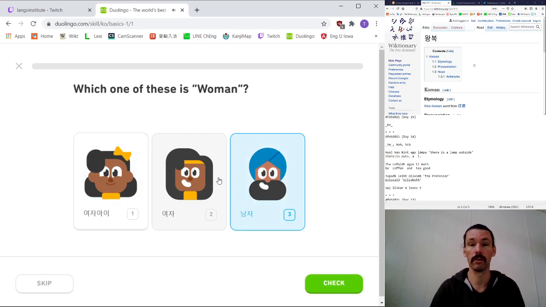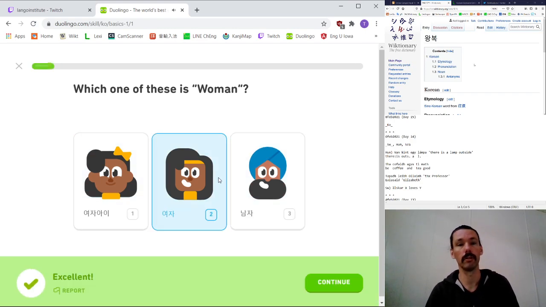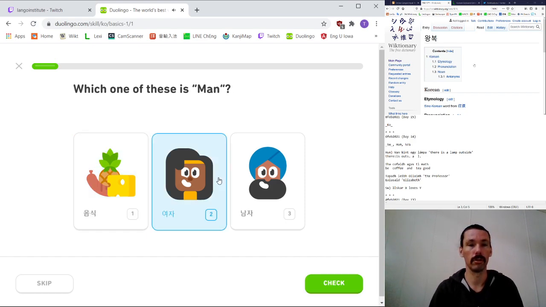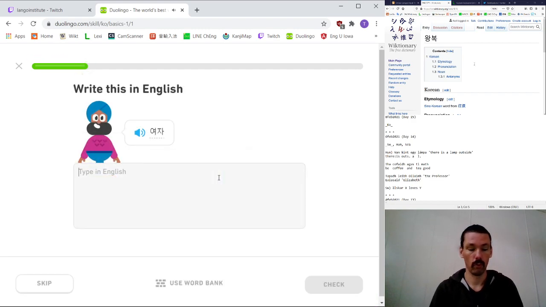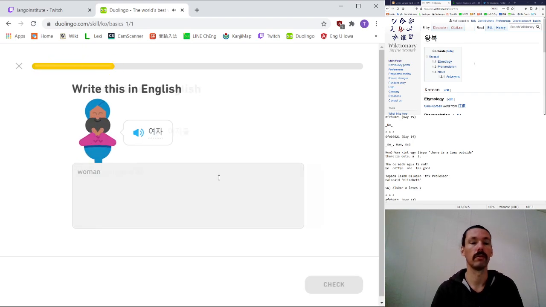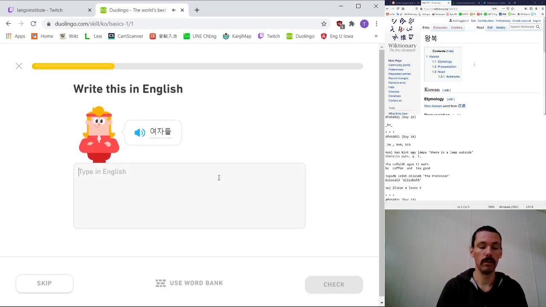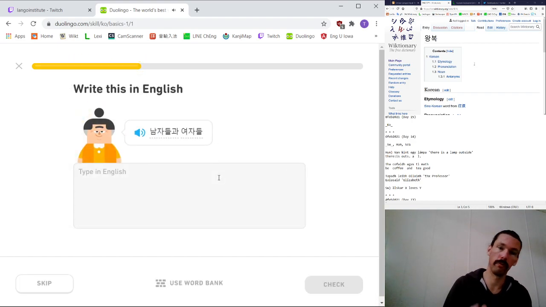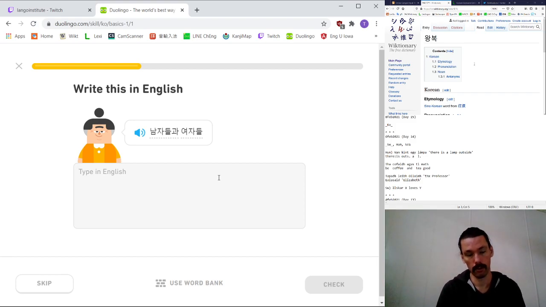음식, food. 여자, 남자. So the same suffix ja in both those words. 여자, woman. 여자들 makes it plural. That suffix 들. 남자들과 여자들, 과, one of the forms of the word for and. 남자들, 여자들, both marked plural, men and women.